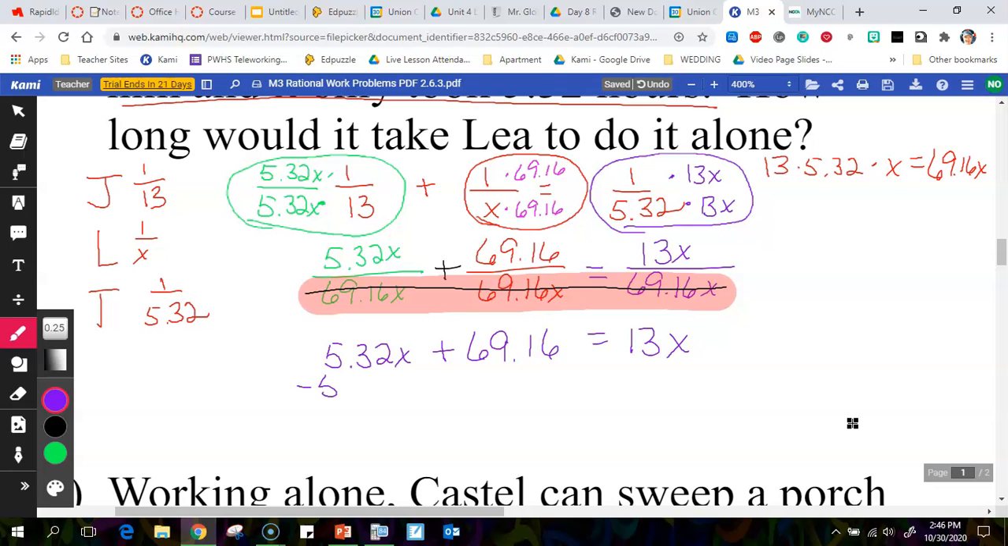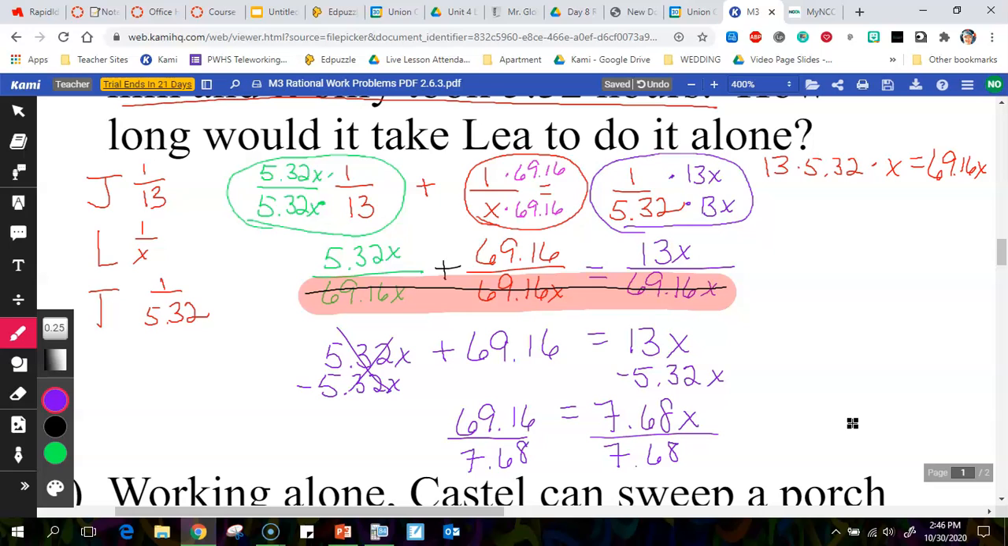I need to subtract 5.32x from both sides. And so that gets rid of it there. 69.16 equals, and I haven't done that math yet. Let's see what that is. 7.68x. Now I divide by, and you know, the x is on the right side, but it doesn't really matter. Divide by 7.68. And that'll give us what x is.